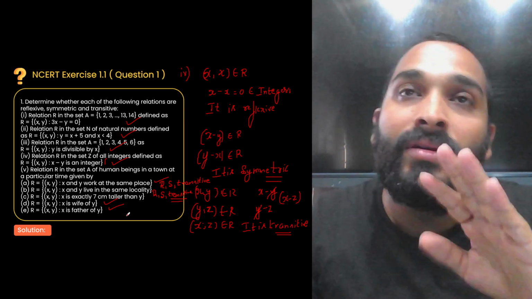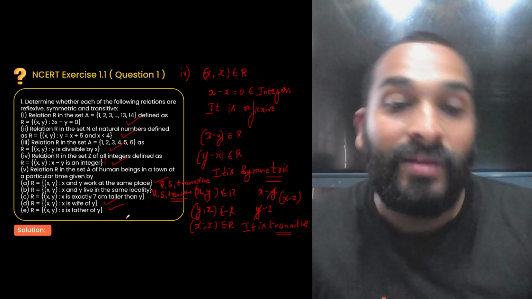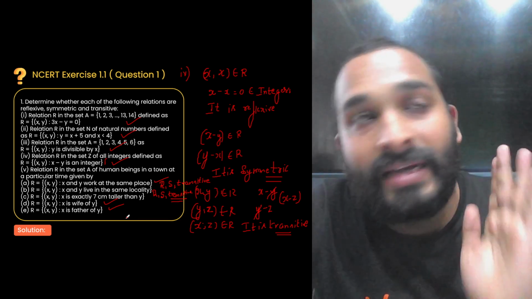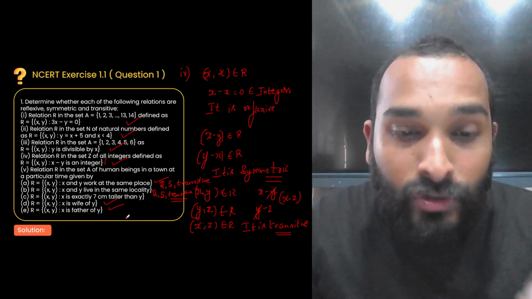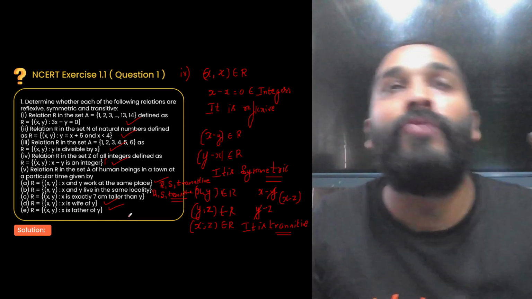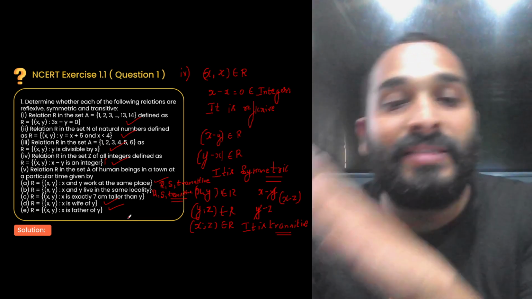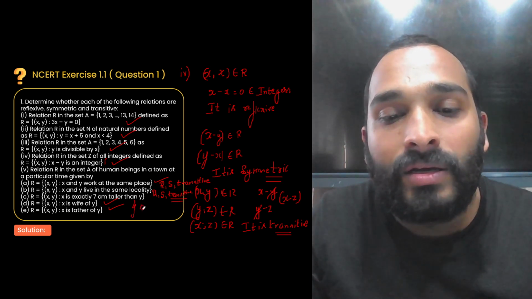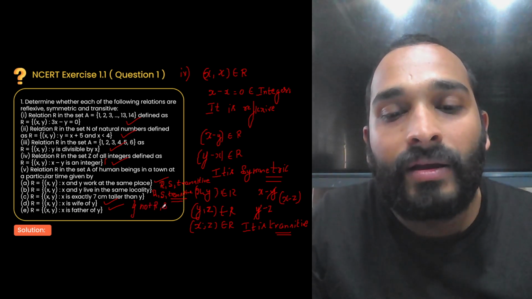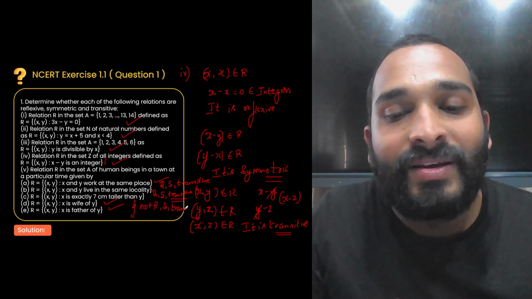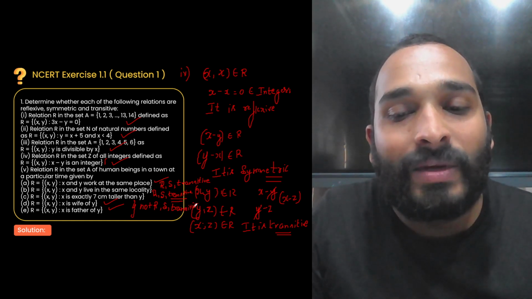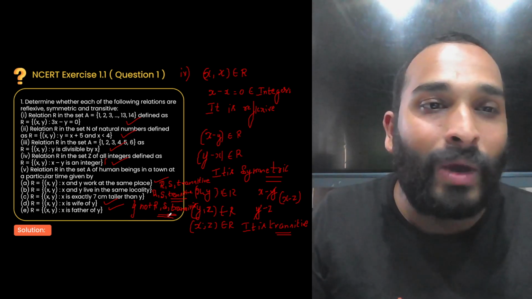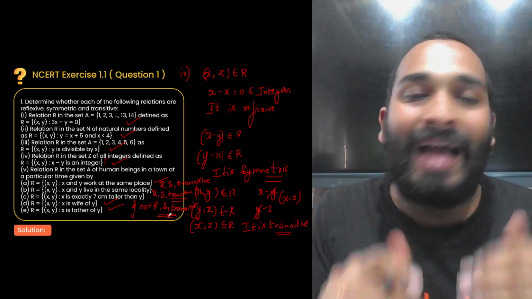Now, next one. X is father of y. X comma x is not possible. X cannot be father of himself. X comma y, if it is true, y comma x is not possible. But x comma y comma z and z comma x, is it possible? Just think. That is also not possible, because if y is father of x and z is father of y, then z becomes grandfather of x, not father of x. So this also is not reflexive, symmetric, and transitive. Yes, I hope all of you understood all these questions, children. And this is NCERT first exercise of your first chapter, relations and functions 1.1, the first question. I hope this is clear and it is a simple question.